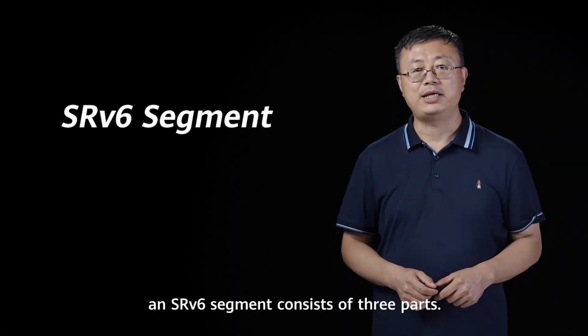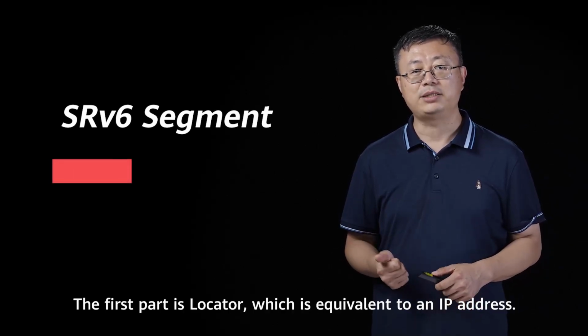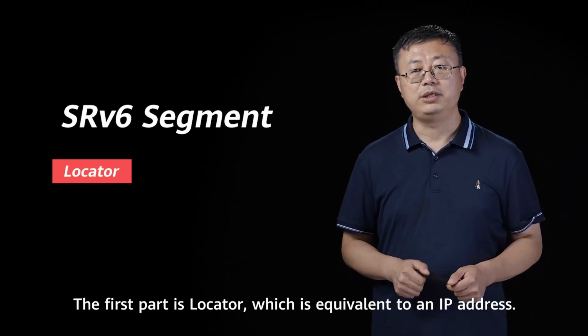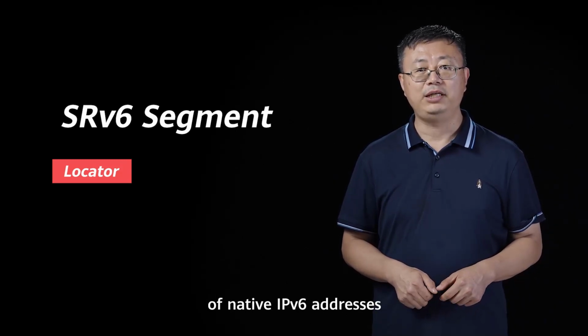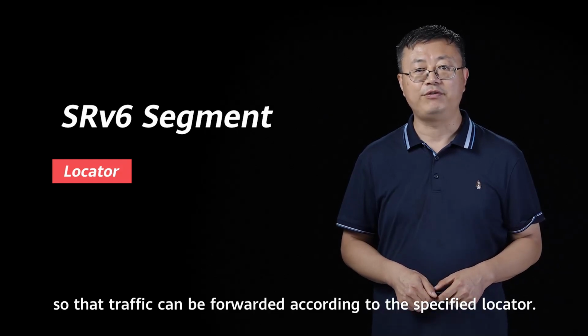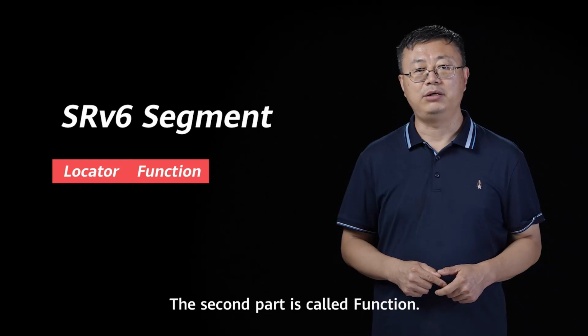Typically, an SRv6 segment consists of three parts. The first part is the locator, which is equivalent to an IP address. This enables SRv6 to inherit the routability of native IPv6 addresses so that traffic can be forwarded according to the specified locator. The second part is called function.